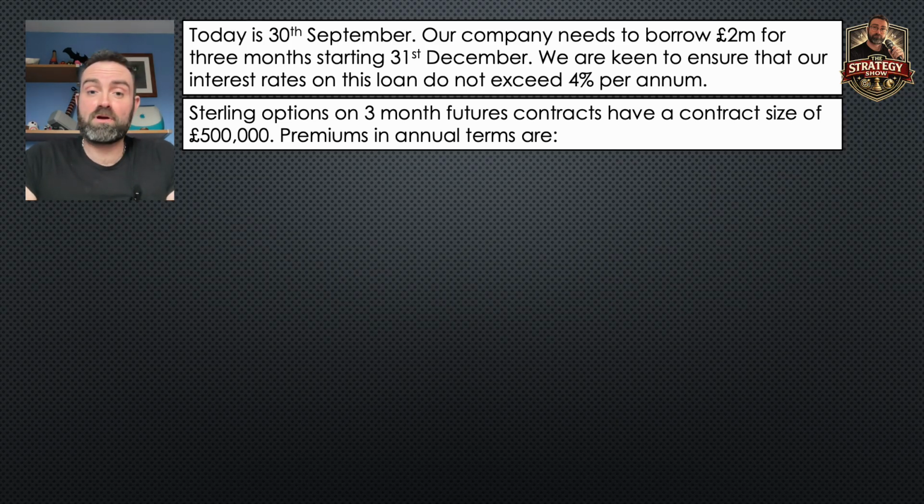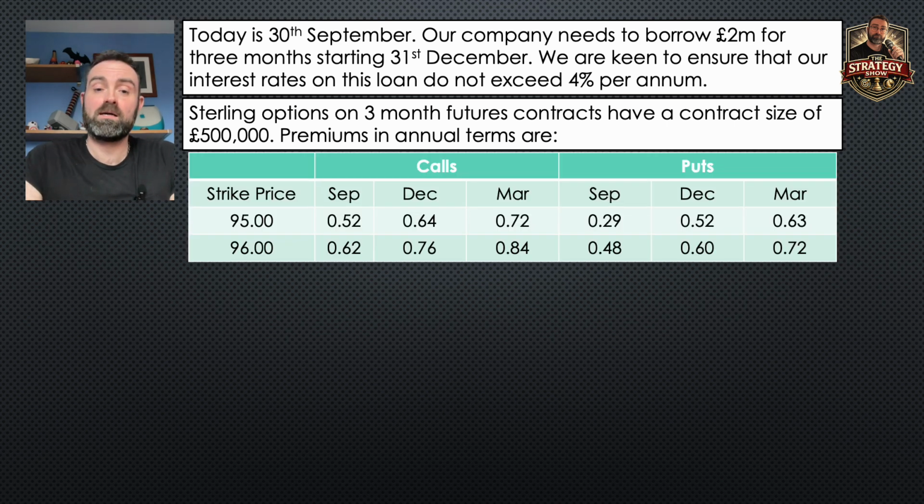Sterling options on 3-month futures contracts have a contract size of £500,000 and premiums in annual terms are, and we have this little table here. Now this is a premium table. It lays out all the different options that we have available to us that we could take. Different strike prices, so 95 or 96, different types of options, so put and call, and different dates, so September, December and March. Essentially, this is going to let us work out how much we have to pay the bank for the privilege of taking out an option. We'll look at how to interpret that later, but just be aware that it's there.